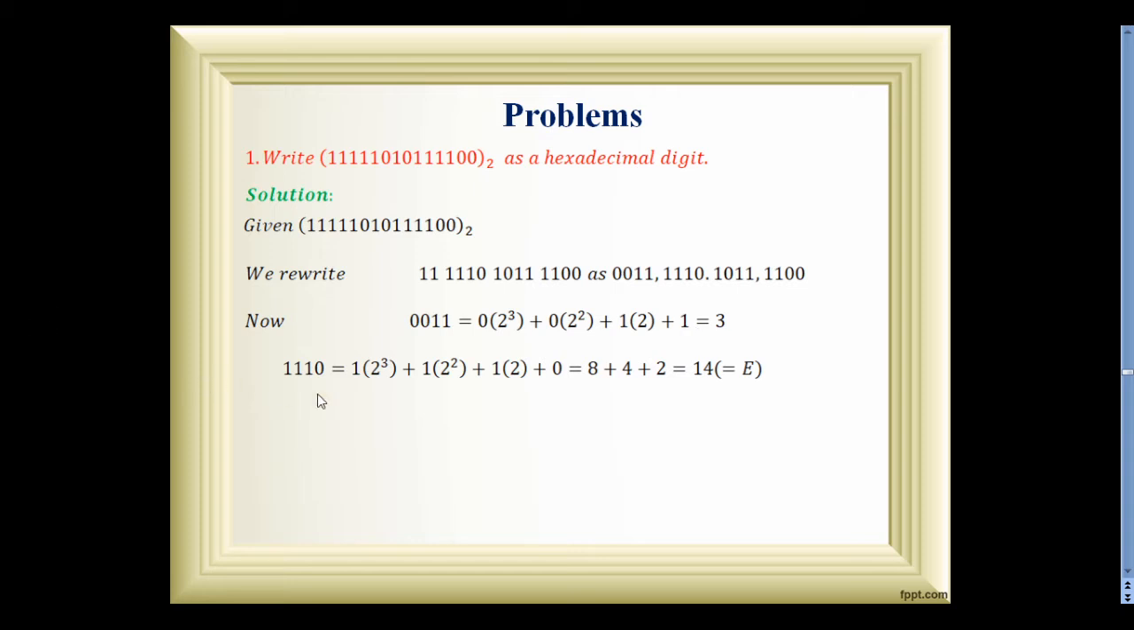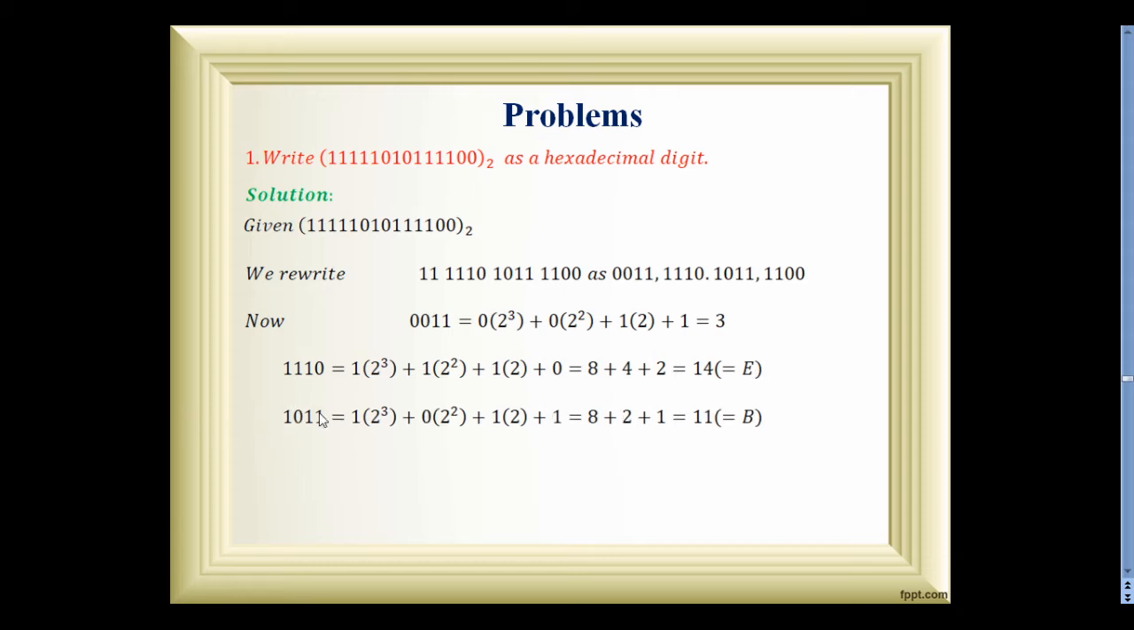So 1, 1, 1, 0 is 1 into 2 cube plus 1 into 2 square plus 1 into 2 power 1 plus 0 into 2 power 0. So on adding we get the value 14. So how did you get E? Because A value we are taking as 10. That means A is 10, B is 11, C is 12, D is 13 and E is 14. So we are naming it as E.